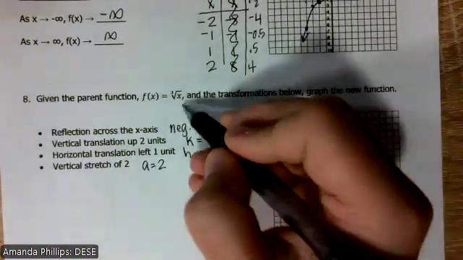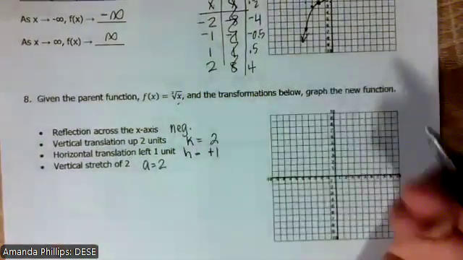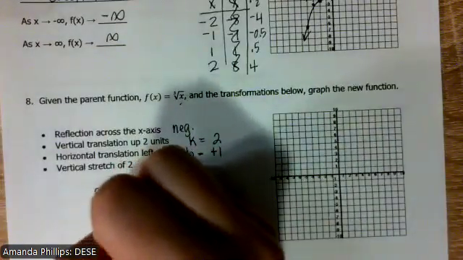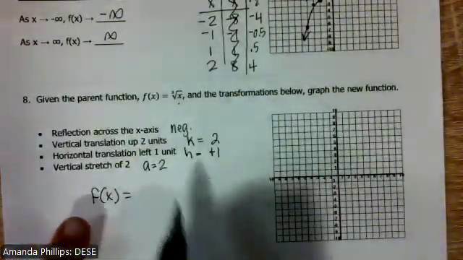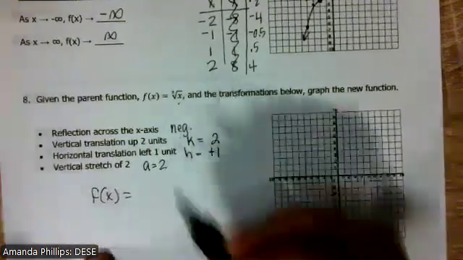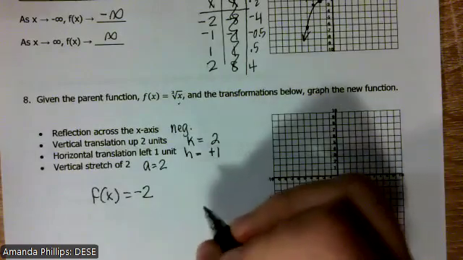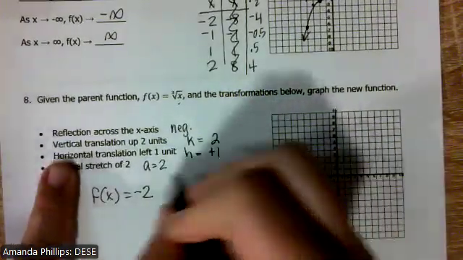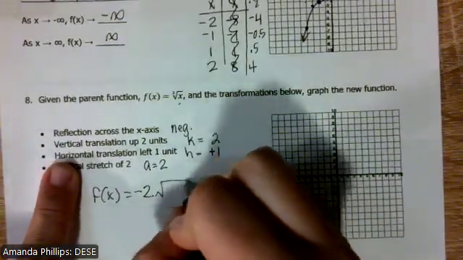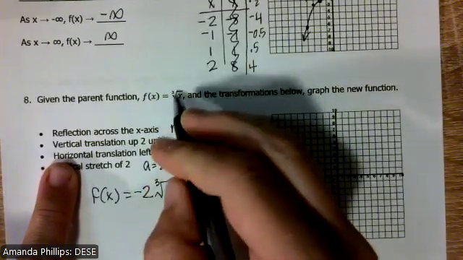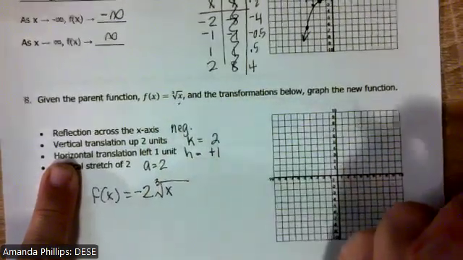All right, let's turn this into this. So we've got f of x, you could use y. I know that out in front it's a negative and a 2. So the negative for the reflection and the 2 for the stretch. And then I do have an h value, and I know the h value always goes with the x. Don't forget your little cube there. That's going to make a difference.